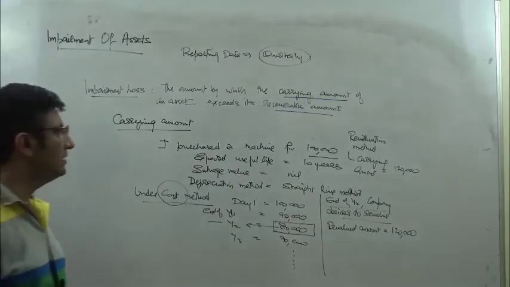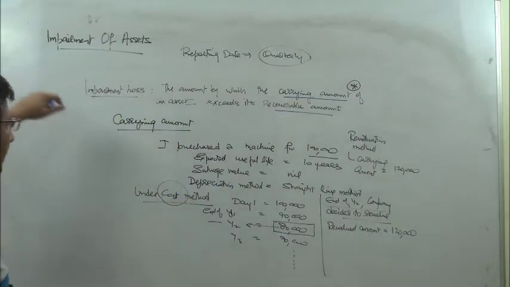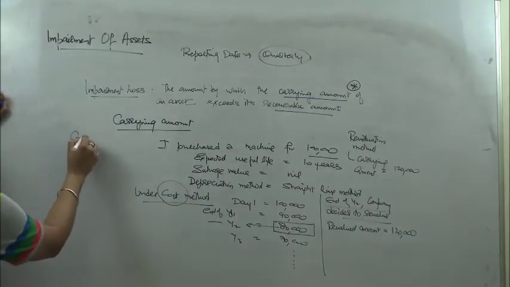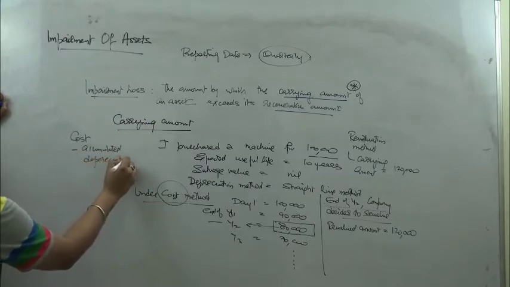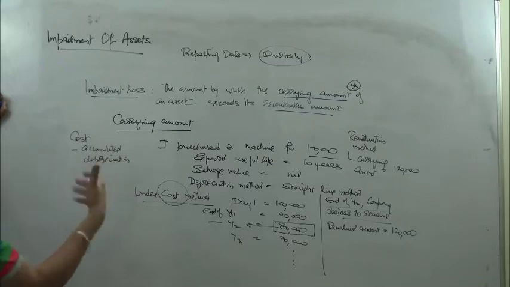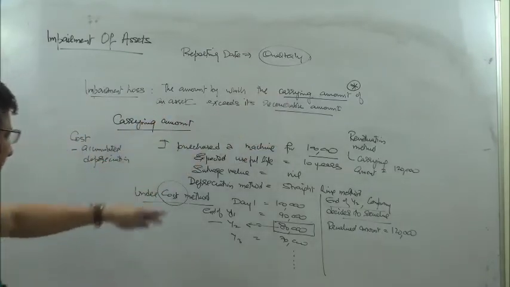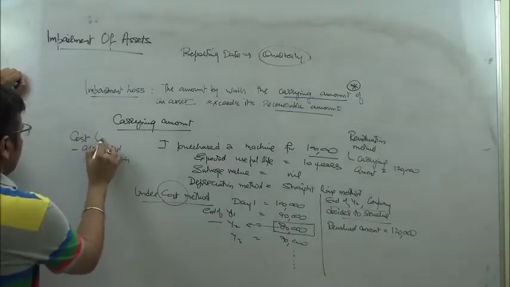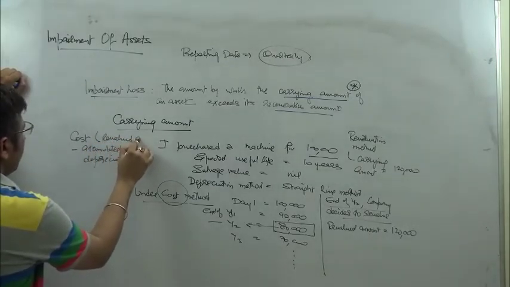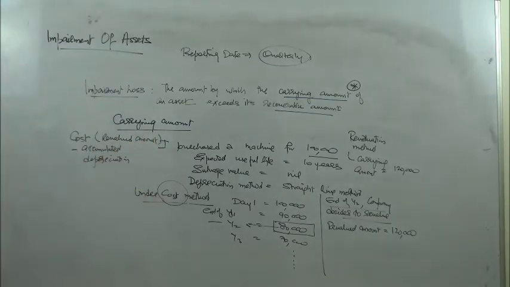So when I look at the meaning of carrying amount, it would mean cost less any accumulated depreciation. Of course, there are more aspects involved in the definition of carrying amount itself. But for the sake of convenience, we are saying cost less accumulated depreciation, or you're looking at the revalued amount less any accumulated depreciation after the revaluation has happened.